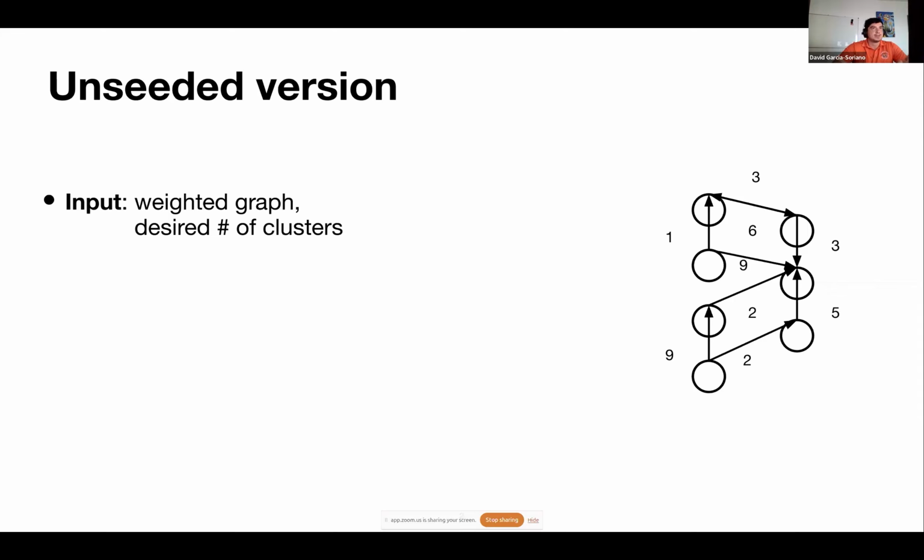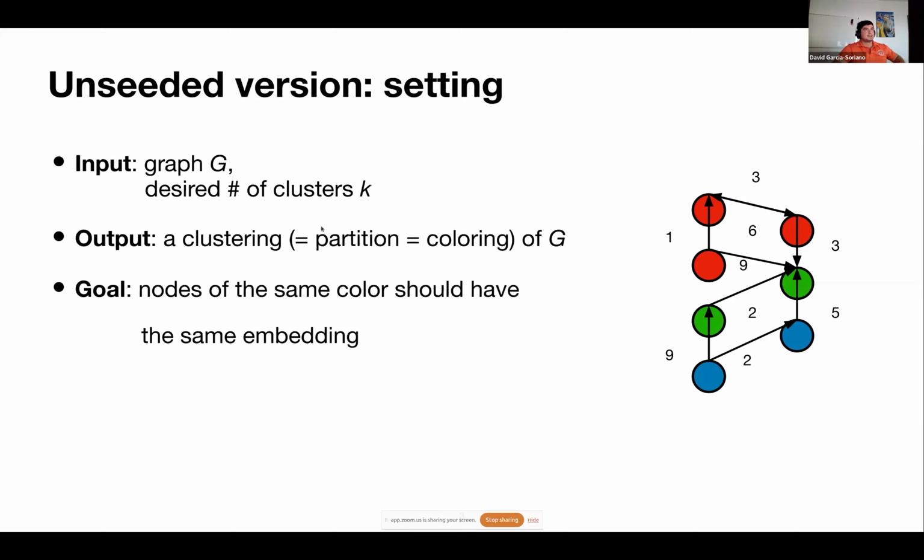The input is going to be just a weighted graph representing the connections between cells, and a number that represents the desired number of clusters that we want. The output is going to be a pure partition, a clustering. As we have seen before, we can think of a partition as a coloring of the vertices.